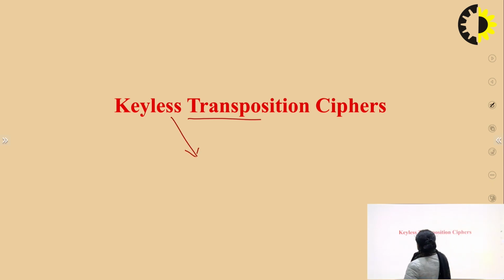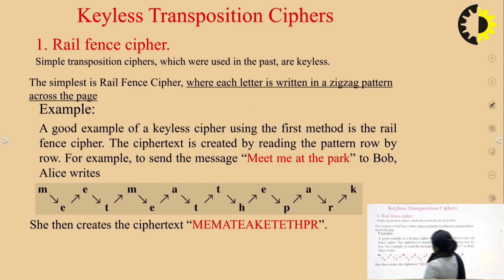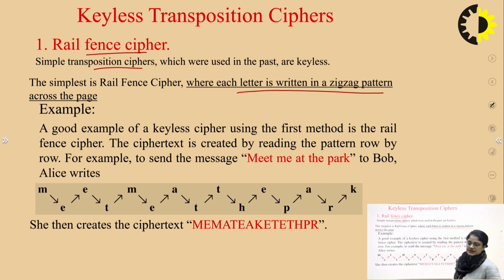In case of keyless, as I told you, no keys are required for this particular kind of cipher. The first example that comes to mind, and one of the simplest ciphers which comes under the category of keyless cipher, is the rail fence cipher. This is one of the simplest transposition ciphers. Here each letter is written in a zigzag pattern. Why is it called rail fence?